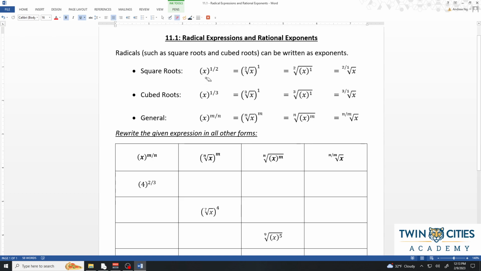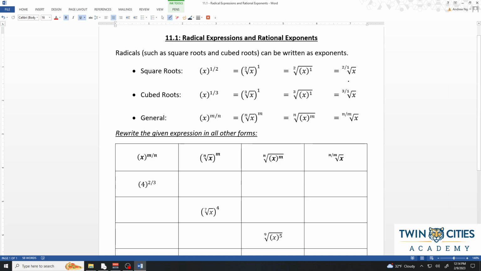I can write x to the 1/2 here, and this is the exact same thing as saying the square root of x all to the first power, which is the same thing as taking this first power and bringing it inside. So it's the square root of x to the first power, which I could also then take this 1 and bring it out to the outside here and say that this is the 2/1 root x, or just the second root or square root of x.